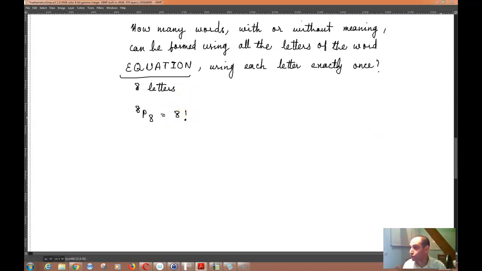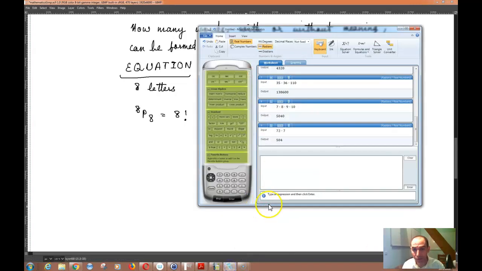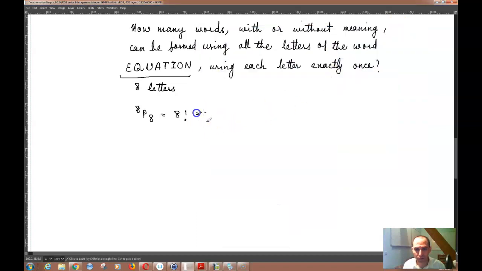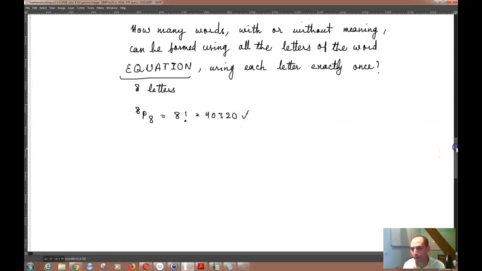So the answer to number 8 is 8 factorial. If you calculate it, 8 factorial is 40,320. That's the answer. 40,320. Simple.